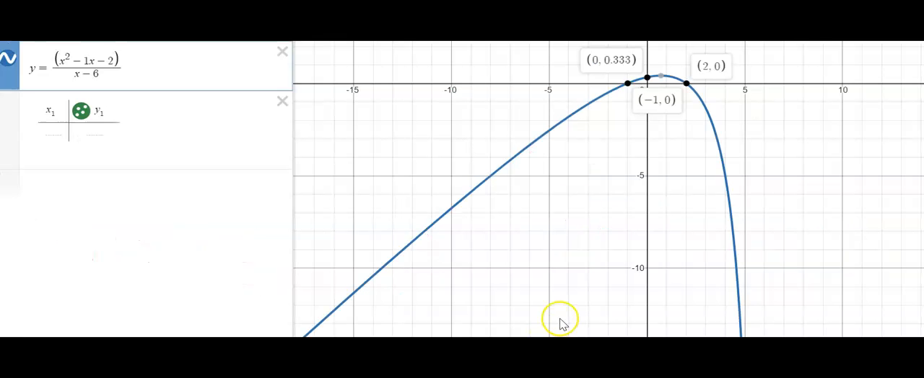So let's see. And of course, I've taken the liberty of plugging it in. Here's our function. And I don't think we need to put together a table. We can see everything clearly here. Negative 1, 0 is one of our roots. Our x-intercepts, 2, 0 is another. And yes, indeed, the y-intercept is 0, 1/3. So success.